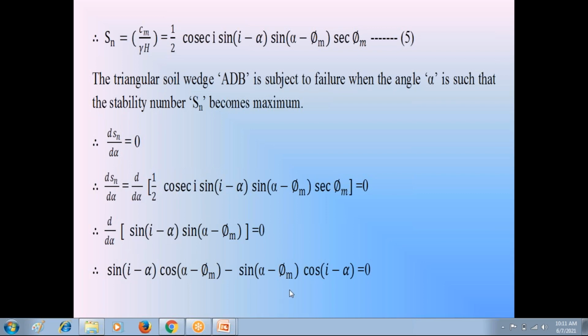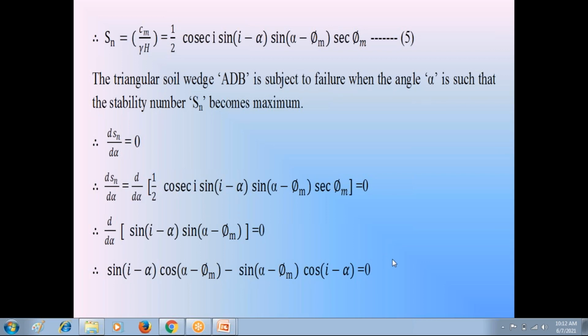D by d alpha of sin(I minus alpha) is cos(I minus alpha) into d by d alpha of (I minus alpha). Here we have I minus alpha. I is constant, so it is 0. We have minus d by d alpha of alpha, which is minus 1. So plus into minus 1 becomes minus. So if you differentiate this equation, you will get sin(I minus alpha) into cos(alpha minus phi m) minus sin(alpha minus phi m) into cos(I minus alpha) equal to 0.